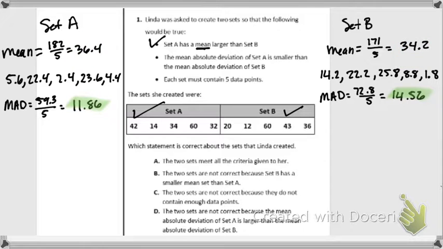That is true. Okay. The mean absolute deviation of set A is smaller than the mean absolute deviation of set B. That is also true because this one is 11 and this one's 14. And then each set must contain 5 data points, which they both do. So which statement is correct about the sets that Linda created? The 2 sets meet all the criteria given to her. Yep. And then the others are wrong because it's a multiple choice question.